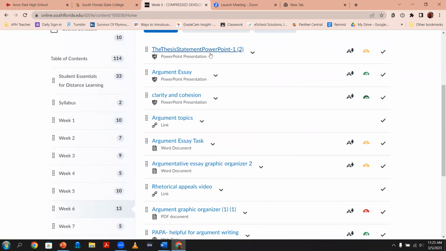I'm going to go over the thesis statement PowerPoint and developing a thesis statement. I'm going to go over what an argument essay is. I'm going to talk about clarity and cohesion. I'm going to tell you what the argument essay task is, and some topics for you to possibly peruse. I know some students like to be told what to write about, and other students like to have autonomy and choice in what they want to write about.